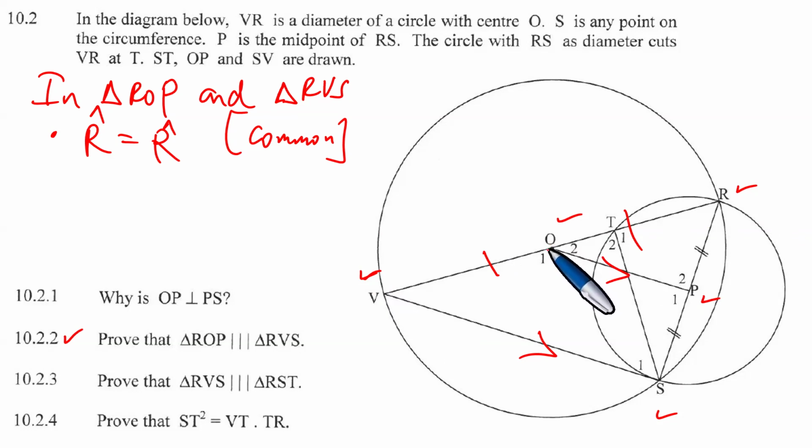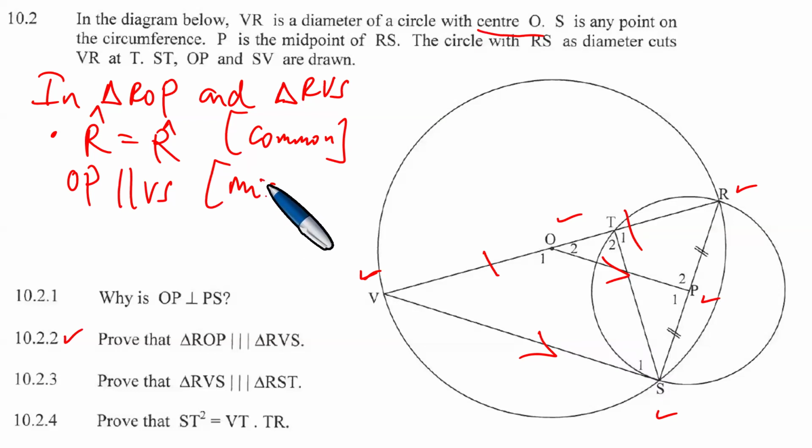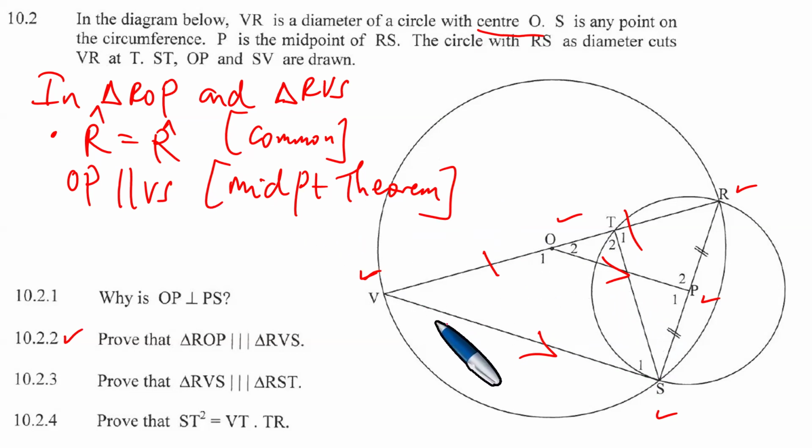O is the center. So if O is the center of the circle, because that's what was said here, right? Circle with center O. O is the center, so you have a radius, and these are equal, but these are equal as well. So you're able to say OP is parallel to VS. Why is OP parallel to VS? Midpoint theorem. So with OP parallel to VS, which is the midpoint theorem.